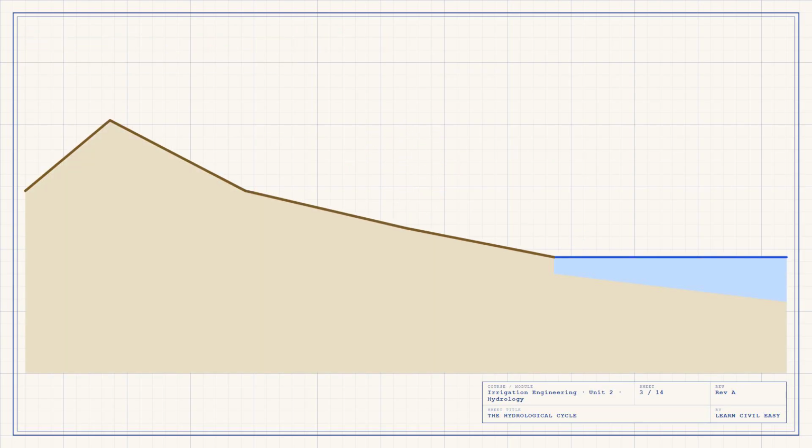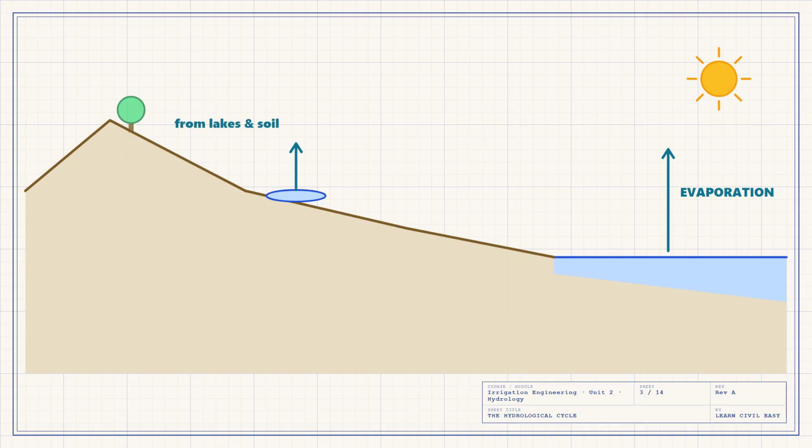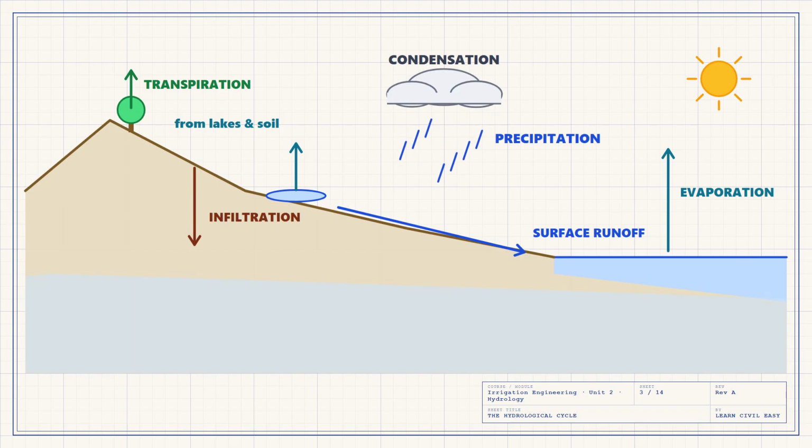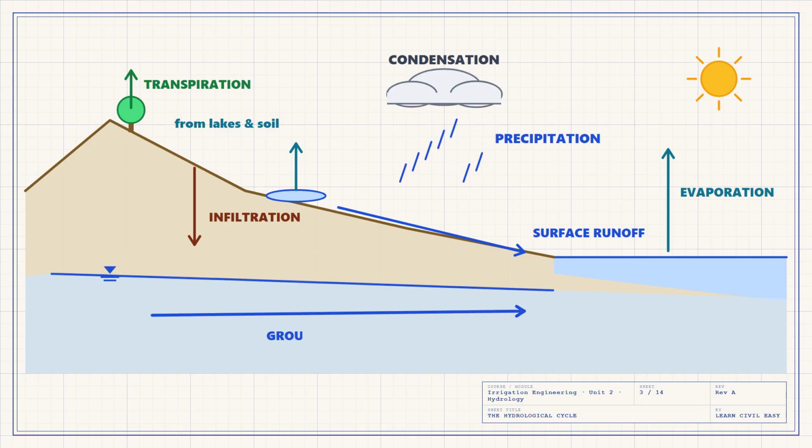All of that water is moving in a circle, and the circle has a name: the hydrological cycle. Watch it build. Here is the sea, and here is the land rising away from it. The sun heats the surface of the sea, and water leaves it as vapor. That is evaporation. The same thing happens from lakes and rivers and wet soil on the land. Plants add to it, they draw water up through their roots and release it through their leaves, and that is called transpiration. All this vapor rises, and as it rises, it cools. It condenses onto tiny particles of dust and forms clouds.